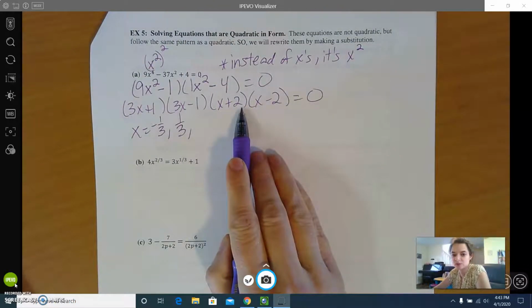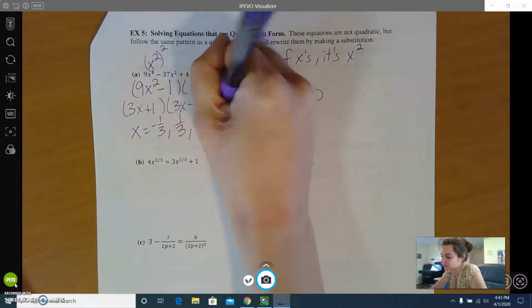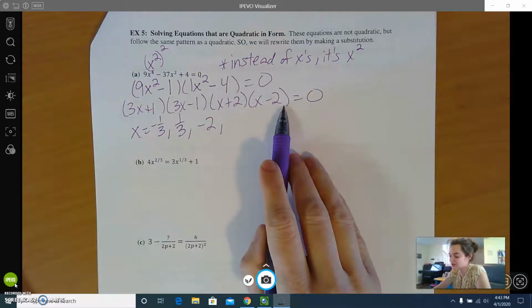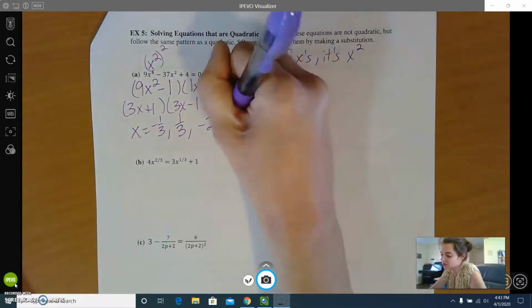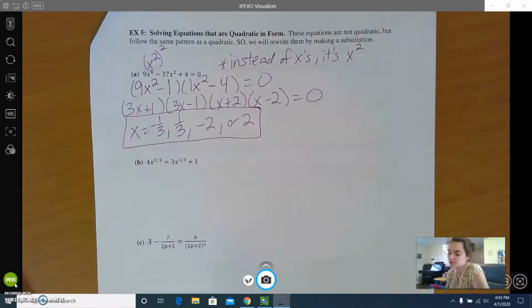For x plus 2 equals 0, I would subtract 2 from both sides and get x is negative 2. And for the last one, my last factor is x minus 2, and if x minus 2 equals 0, then x would equal positive 2. So I actually have 4 answers here. I have x equals negative 1/3, positive 1/3, negative 2, or positive 2.